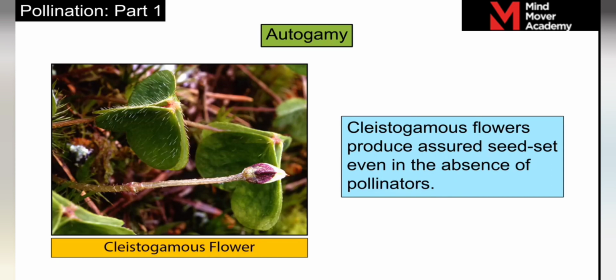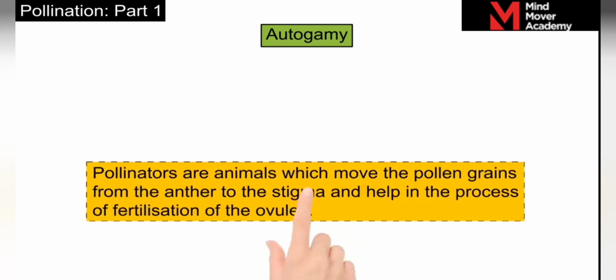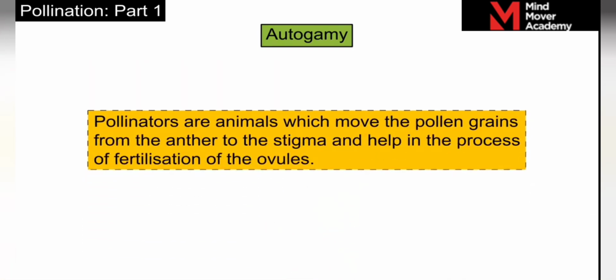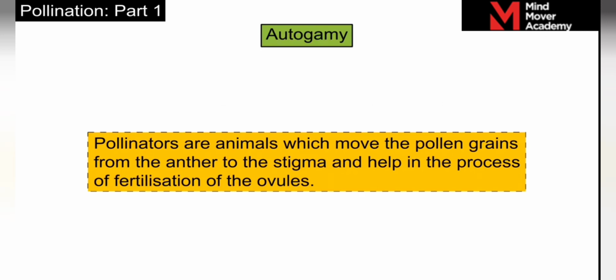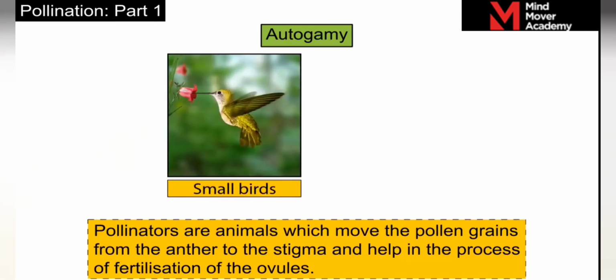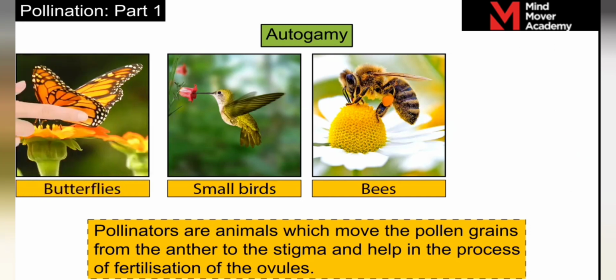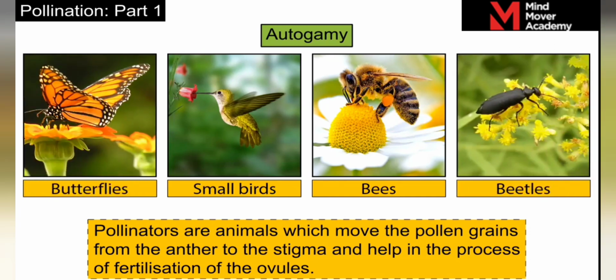Now you might be thinking about this term pollinators, right? Well, pollinators are animals which move the pollen grains from the anther to the stigma and help in the process of fertilization of the ovules. For example, small birds, bees, butterflies, beetles, etc. are pollinators.